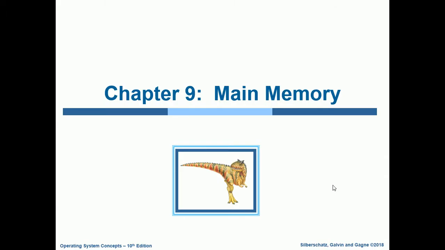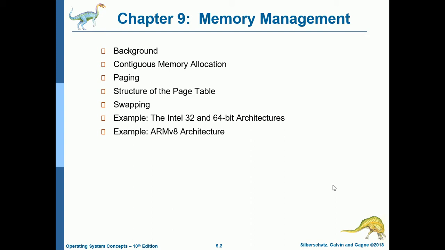So again, chapter 9 is all about main memory. The contents of this chapter for memory management are: background, contiguous memory allocation, paging, structure of the page table, and swapping. We have an example, the Intel 32 and 64-bit architectures, and another example, the ARM V8, ARM version 8 architecture.